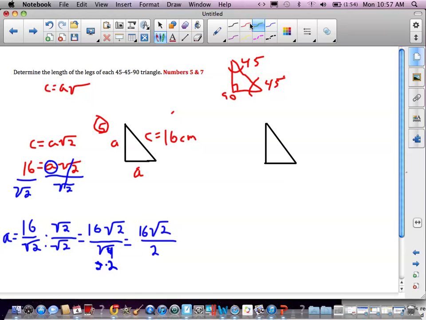But I have one last step, and that's to complete my simplification, because 2 goes into 16. So 2 goes into 2 once and goes into 16 8 times, leaving me with a final answer of 8 times square root of 2. So then A is going to equal 8 square root of 2, and that would be the length of that side. So pause and take a look and see if you can understand that.